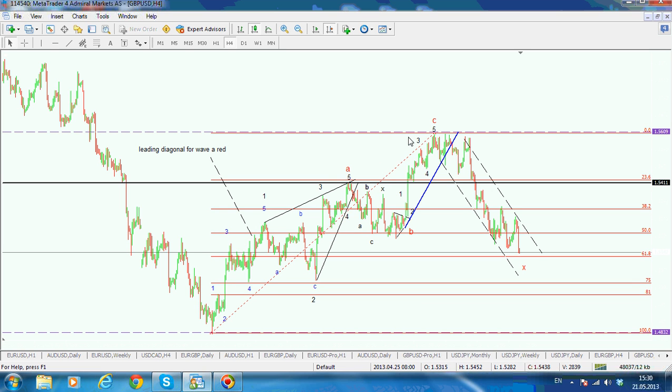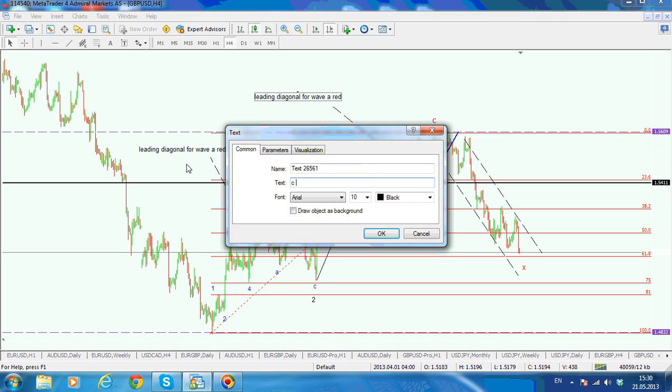Now if you measure the entire C leg, entire ABC move, and you are seeing that we are somewhere in the 61.8, it doesn't really tell us something. I don't think that this is a second wave, but just a correction for an X wave and looking for a new move to the upside. So let's just write here that C wave red is 61.8% out of wave A red, typical for C wave.